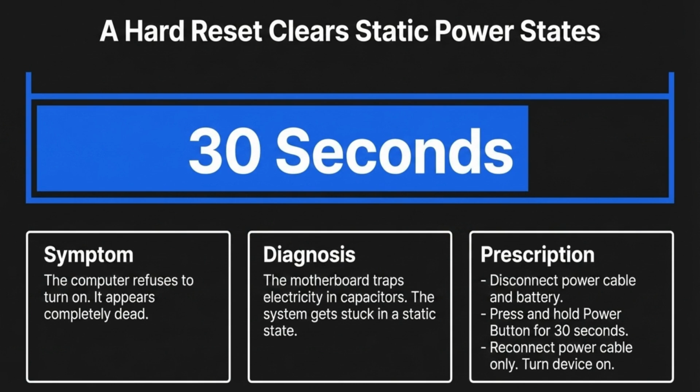A hard reset clears static power states. If your computer refuses to turn on, disconnect all power sources, including the battery. Then, press and hold the power button for 30 seconds to discharge electricity trapped in capacitors.